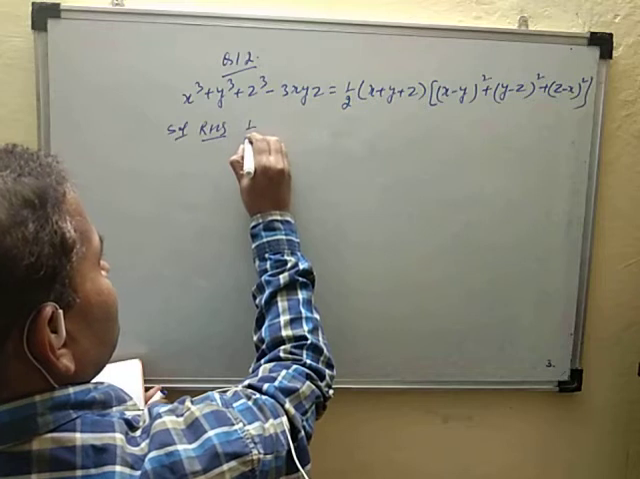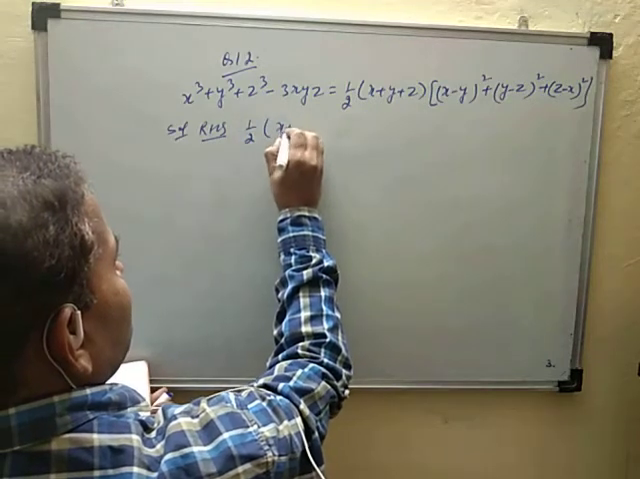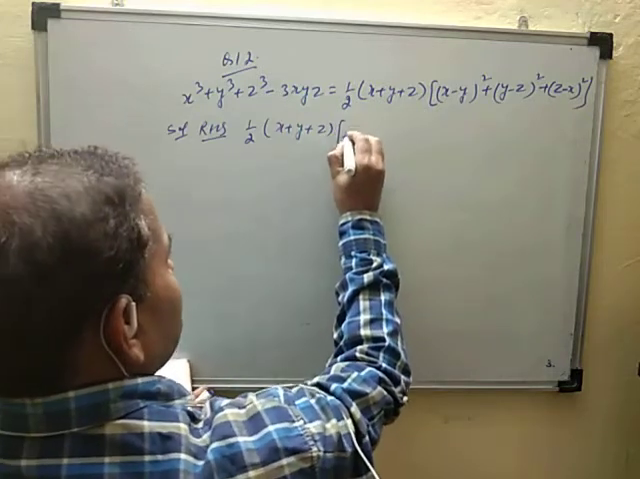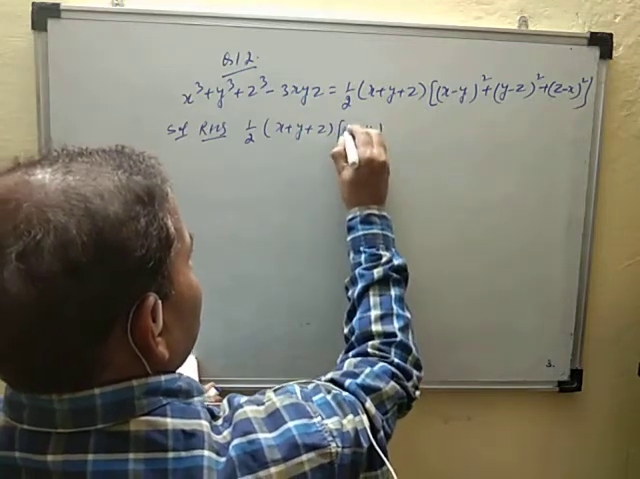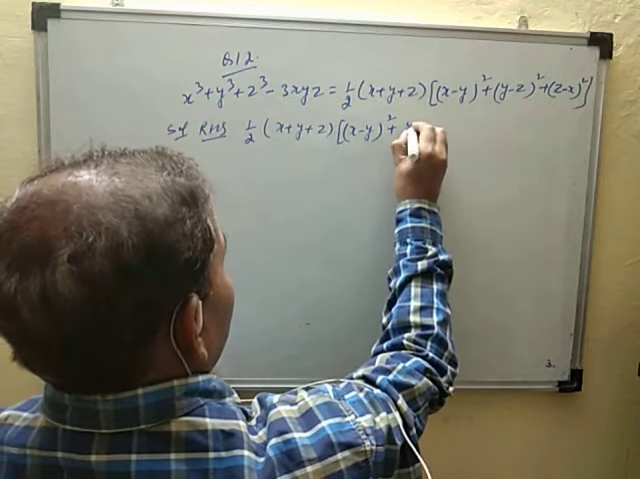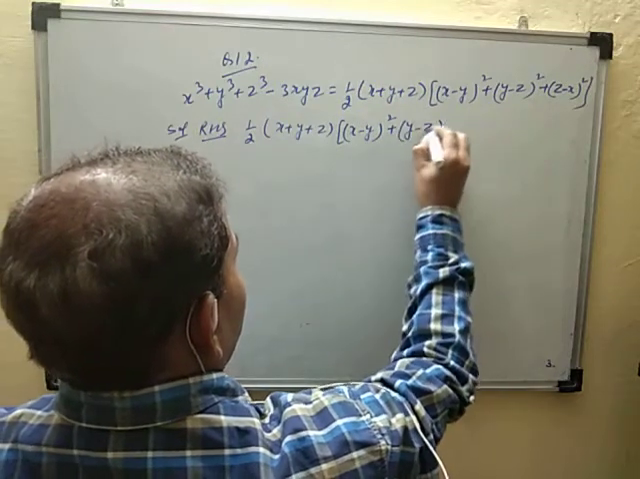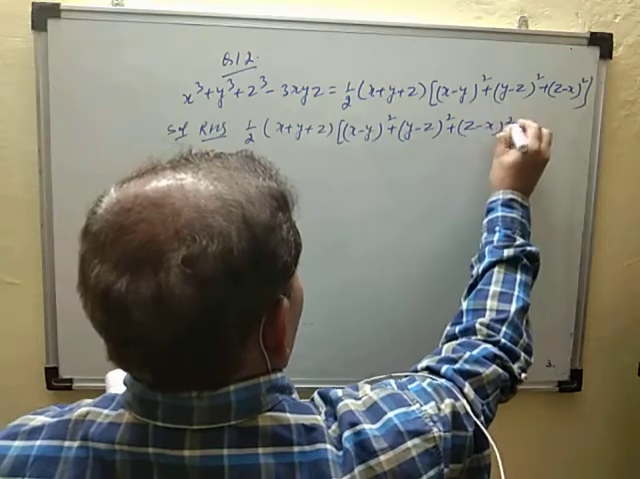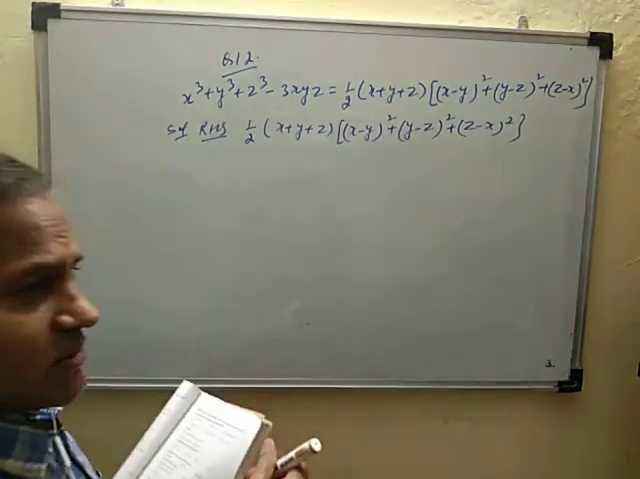So RHS is 1 by 2 into (x plus y plus z) into ((x minus y) whole square plus (y minus z) whole square plus (z minus x) whole square).